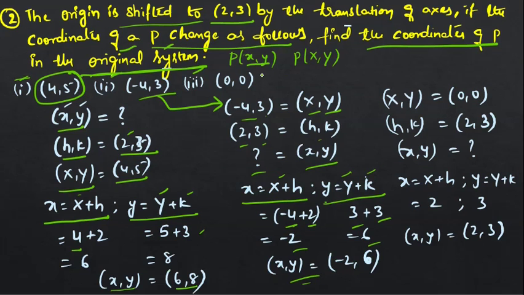So similarly the third bit, 0 comma 0, capital X and capital Y given as 0 comma 0, and h comma k is given as 2 comma 3, and small x comma small y we need to find. Same formula, small x equal to capital X plus h and small y equal to capital Y plus k. So when you substitute here you will get small x value as 2, and small y as 3. Why? Because 2 plus 0 is 2 and 3 plus 0 is 3 only, right? So these are the points.